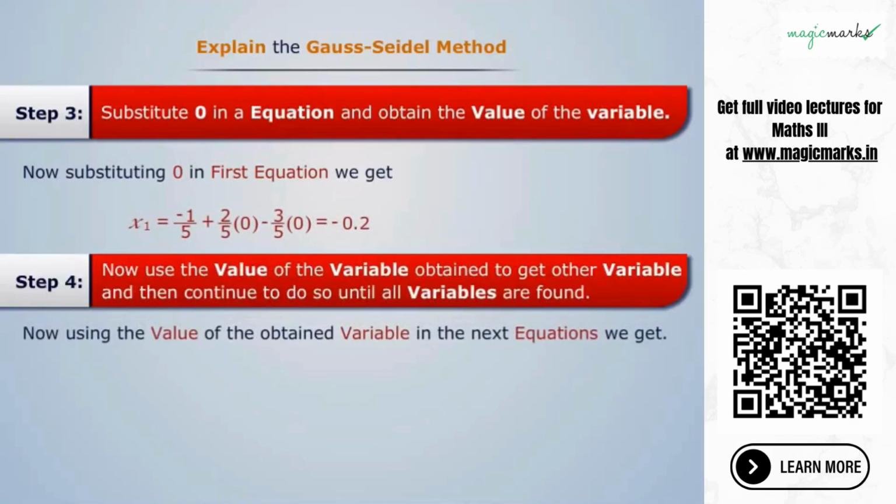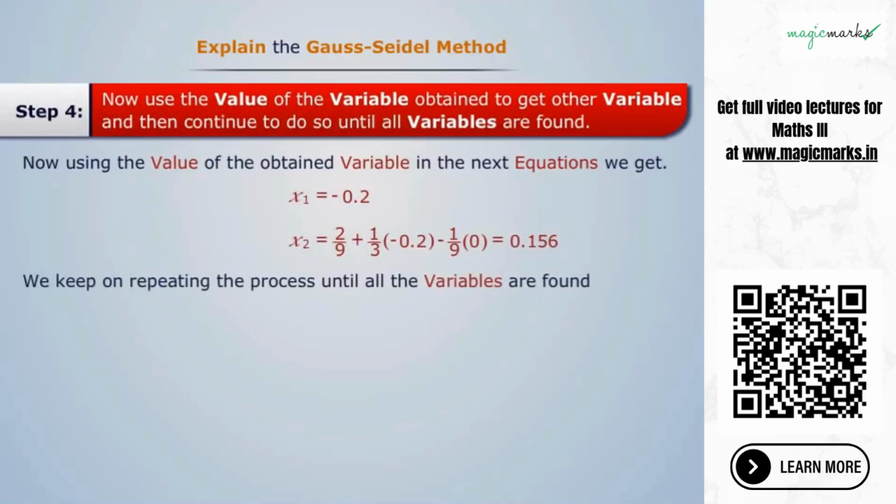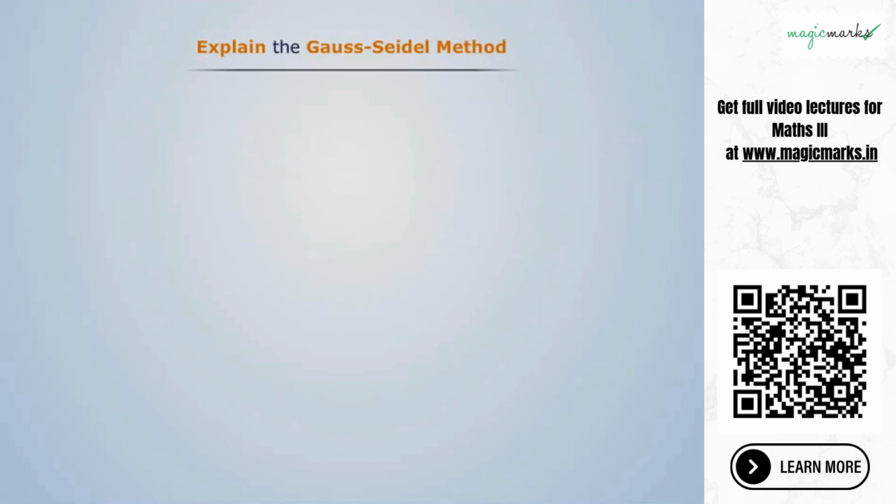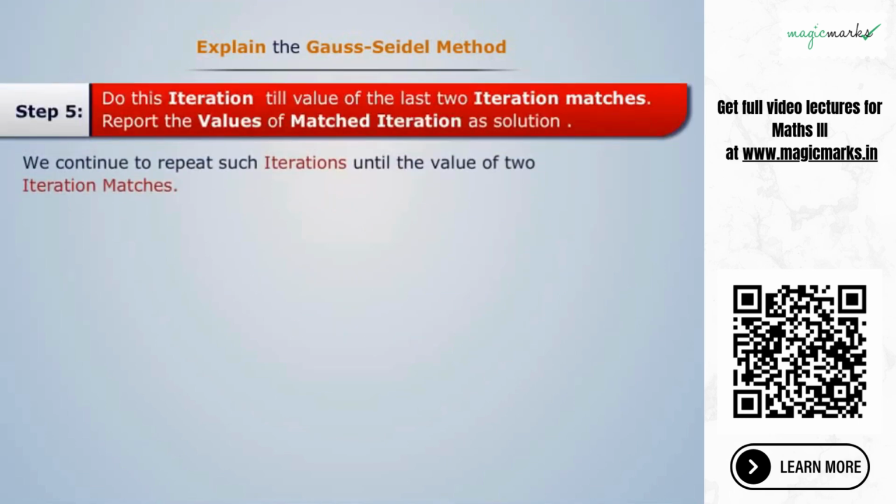Now, using the value of the obtained variable in the next equations, we get. We keep on repeating the process until all the variables are found. We continue to repeat such iterations until the values of two consecutive iterations match.